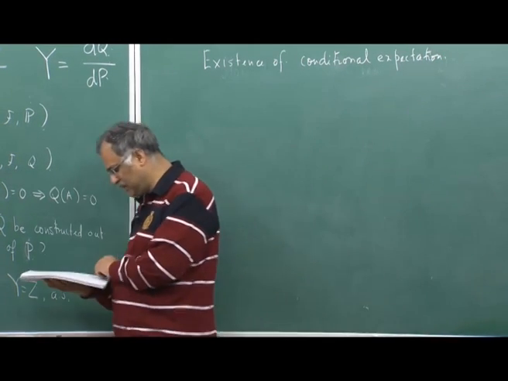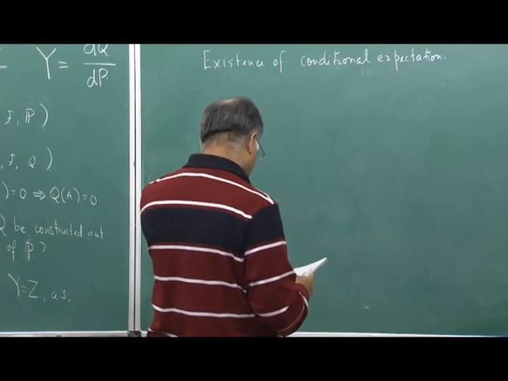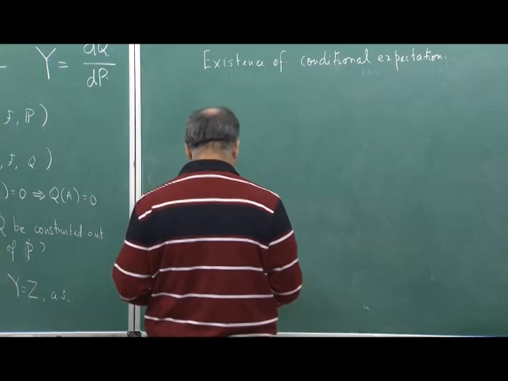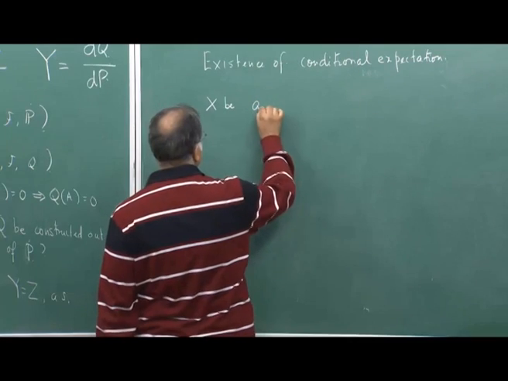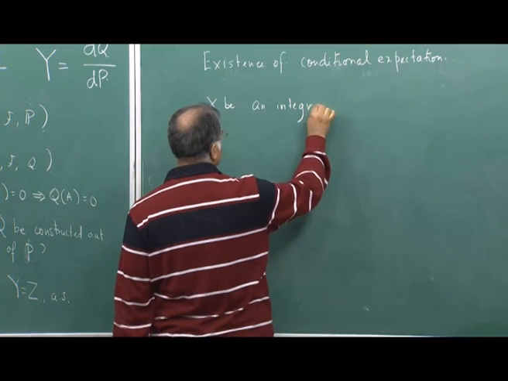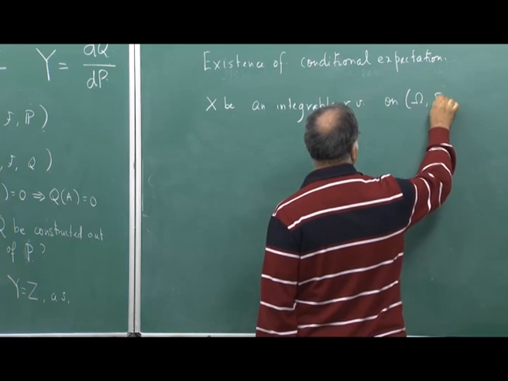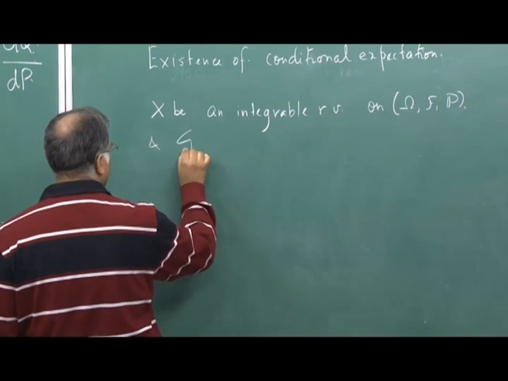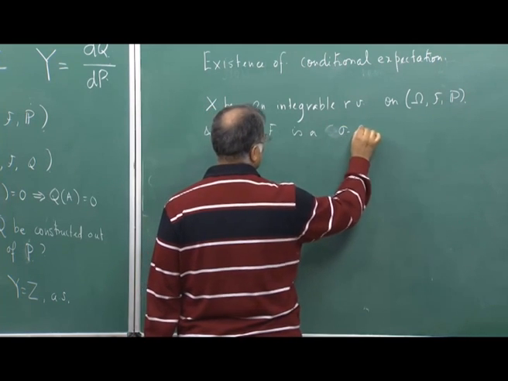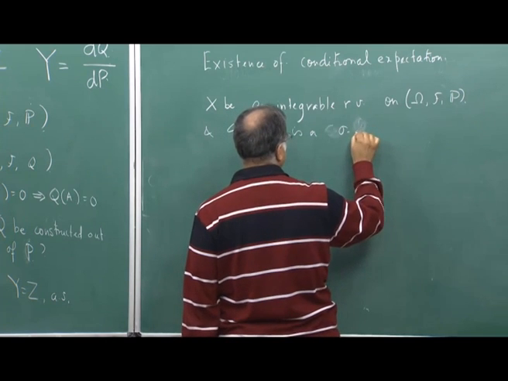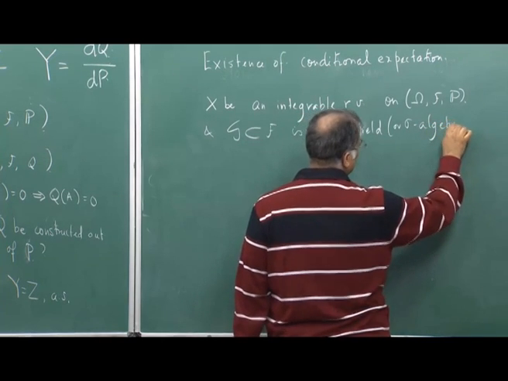So, what does this result say? Let us assume, starting with this fact, that X is an integrable random variable on the probability space, and G, a subset of F, is a sub sigma field. We could just say sigma field or sigma algebra, whichever term you want to use.